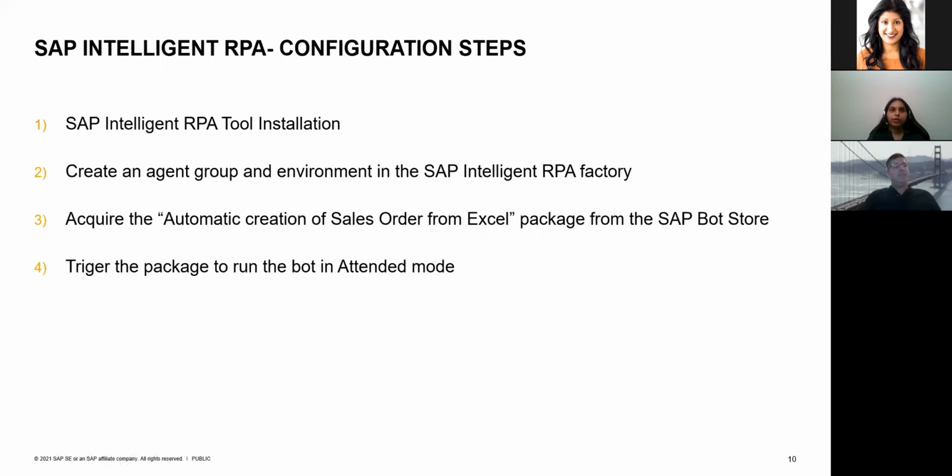So before we get into the execution part, we will complete the following. The first is to acquire the pre-built content, which is the automatic creation of sales order from Excel, from the bot store. And next, we will trigger the package to run the bot in the attended mode. So let's quickly get into the system.